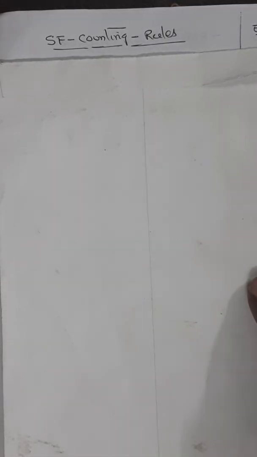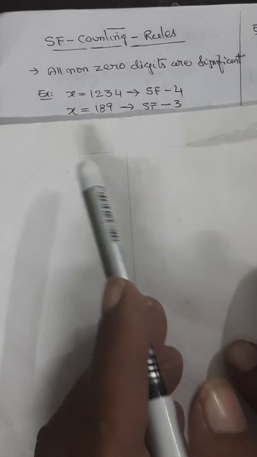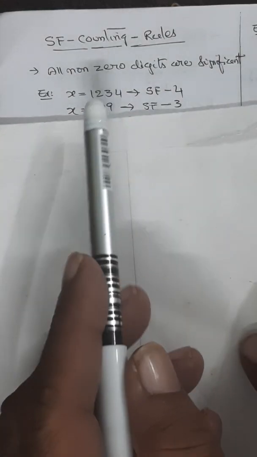There are certain common rules for counting significant figures. Let us understand one after the other. Let us look at the first rule. The first rule says that all non-zero digits are significant. All non-zero digits are significant.